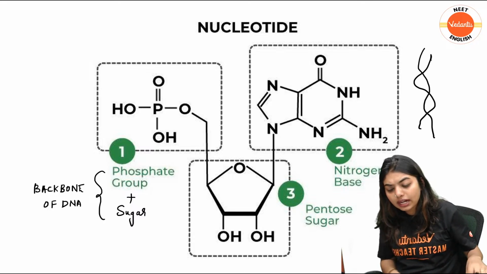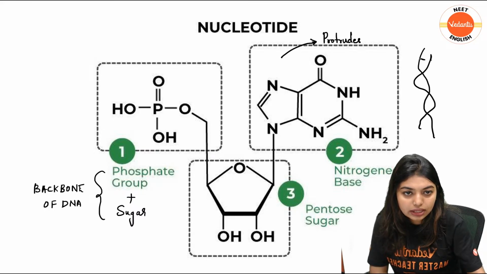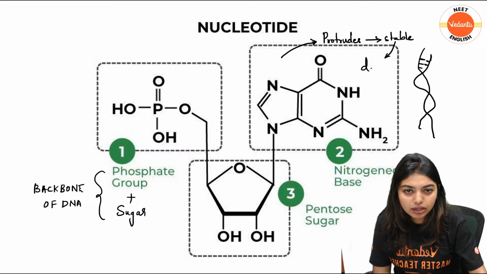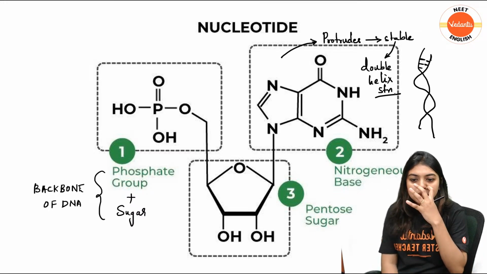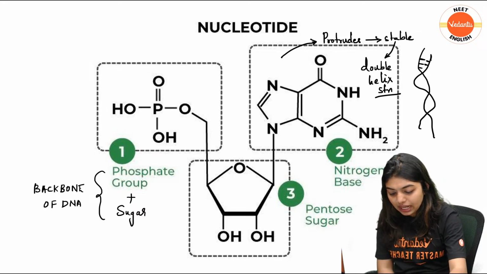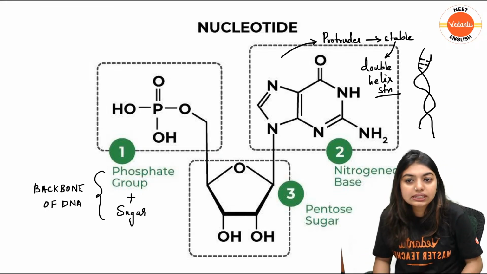Then you will ask, ma'am, what about the nitrogenous base? Students, the nitrogenous base always protrudes, like this, like this. They protrude inside to make sure that they are in stable positions and bound to each other to form a double helical structure. Clear? This is all about it. So you should understand phosphate group and pentose sugar bind with each other. Yes, fine.